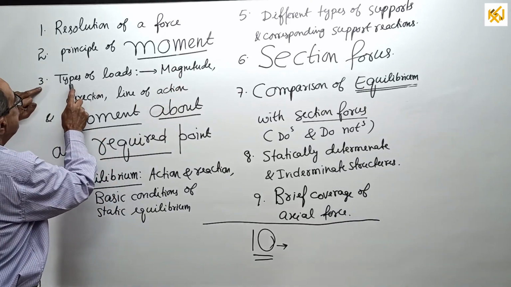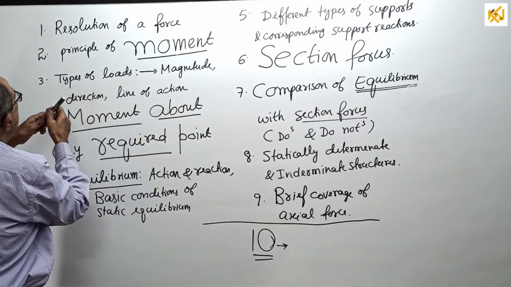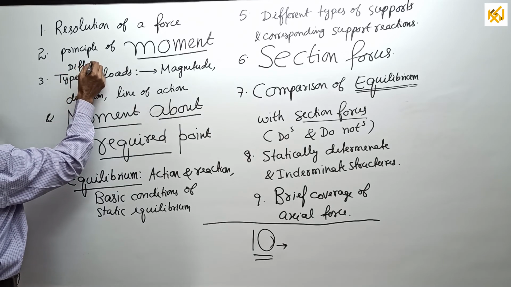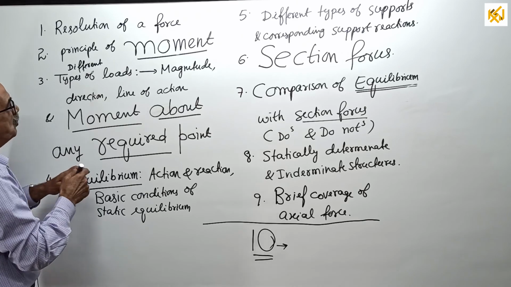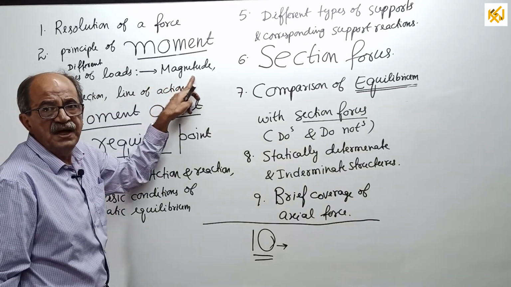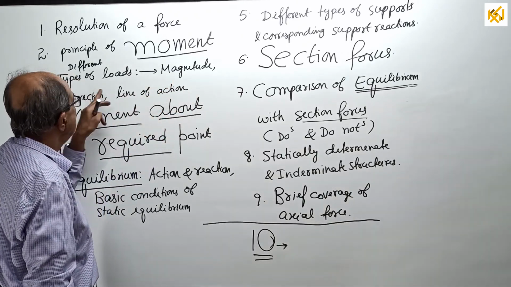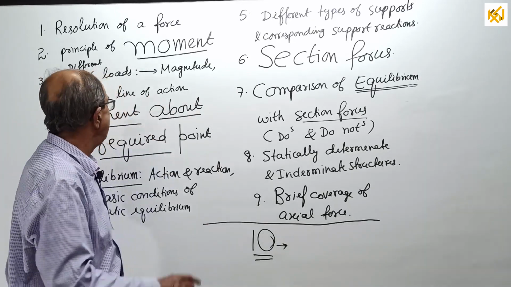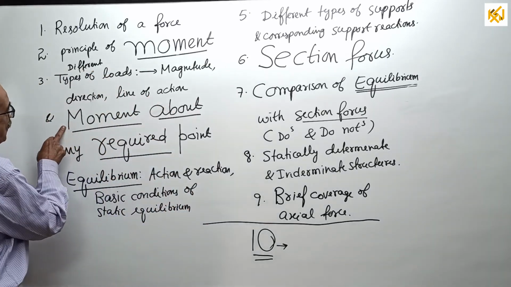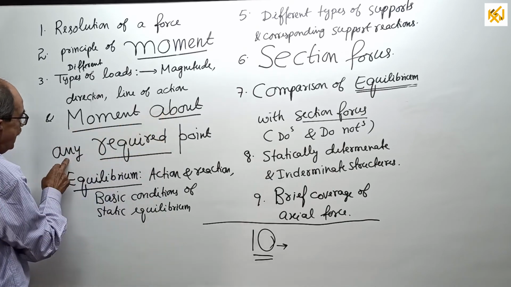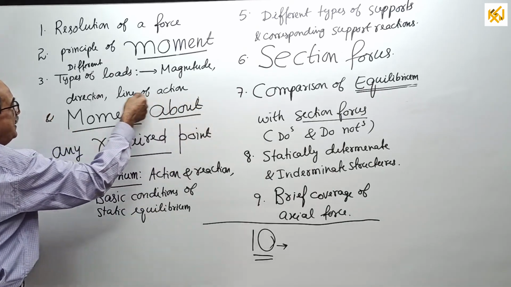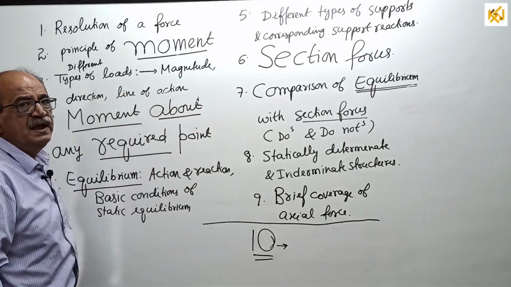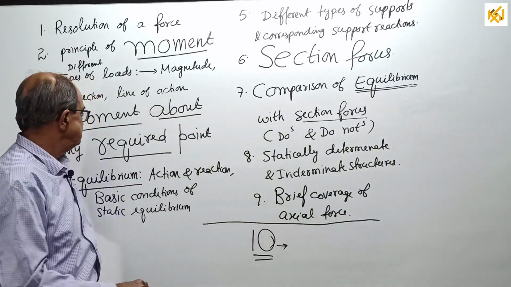3. Types of loads, or different types of loads for that matter. Then, magnitude, direction, line of action. How to get all those. And also, how to find moment about any required point. You can see here, I wrote big letters. Why? The reason will be there.